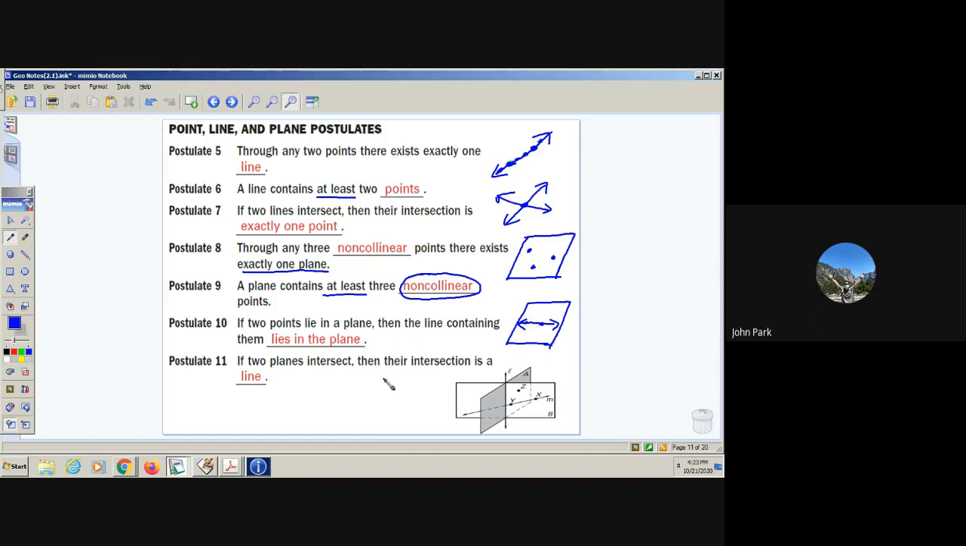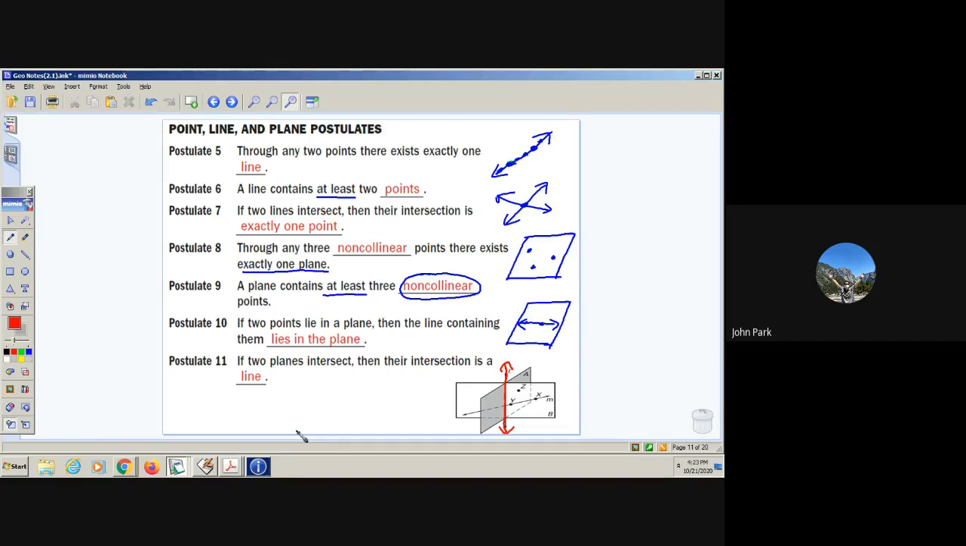So that is also on that plane. Now, postulate 11 may or may not be obvious to you, but if two planes intersect, then their intersection is a line. So this is kind of like the example of two planes intersecting. And so it's intersecting right here in the middle, and that right there is a line where the two planes intersect.